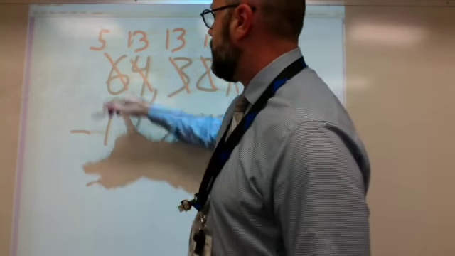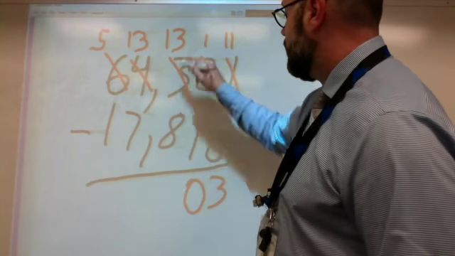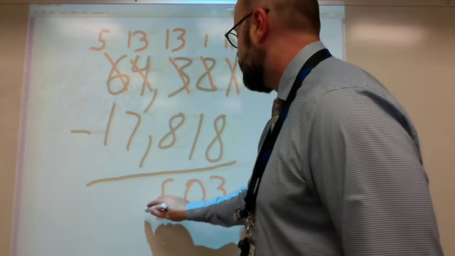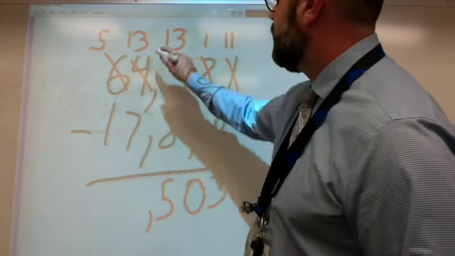Then you subtract. 11 minus 8 is 3. 1 minus 1 is 0. 13 minus 8 is 5, comma. 13 minus 7 is 6. 5 minus 1 is 4. 46,503. There's nothing to it, guys.